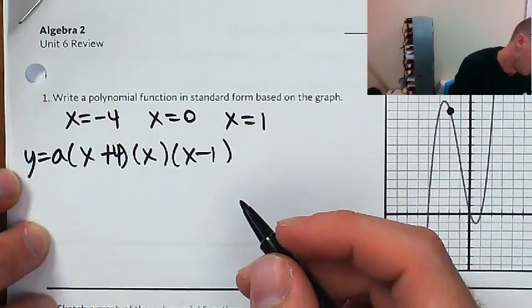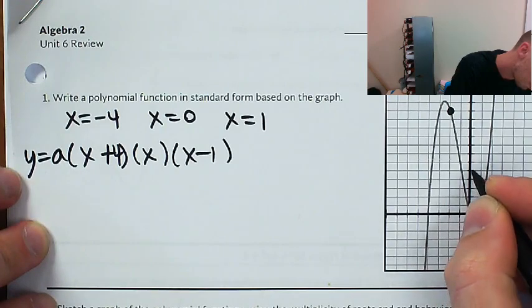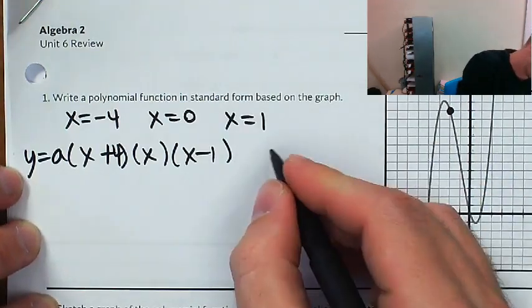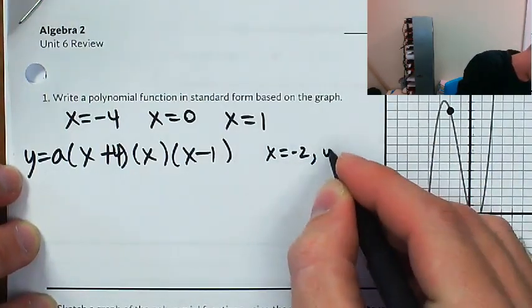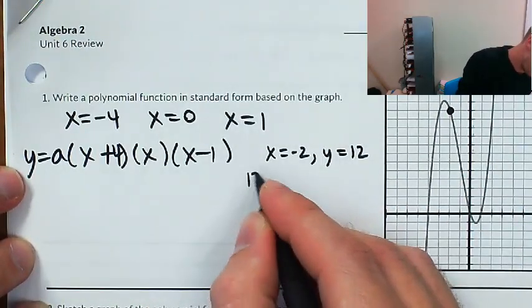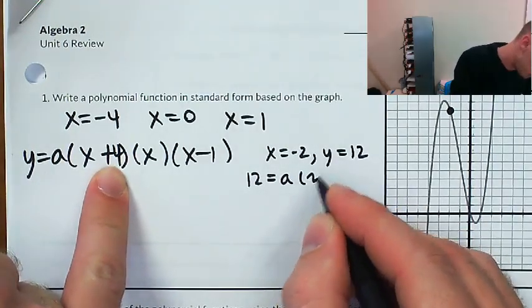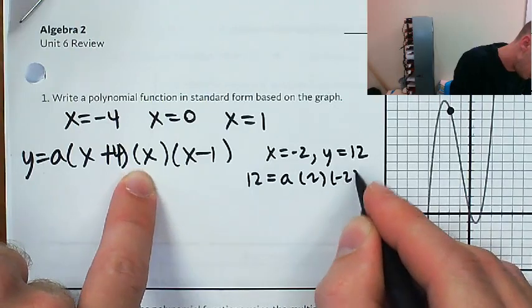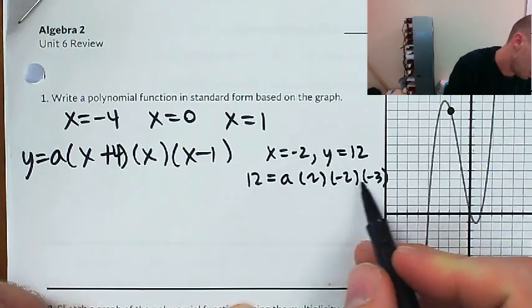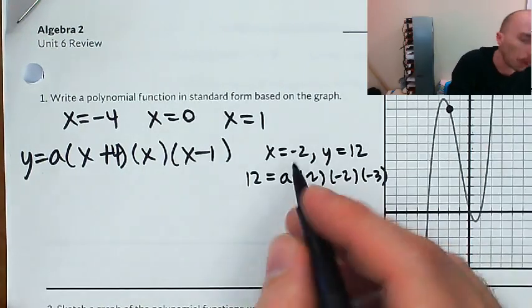And so I'm going to figure out A right now. So this is 1, 2, 3, 4, 5, 6, 7, 8, 9, 10, 11, 12. So when x equals negative 2, y equals 12. So I'm going to have 12 equaling A times negative 2 plus 4, times x, which is negative 2, times x minus 1, which would be negative 3. So negative 4 times negative 3 is positive 12. A equals 1.